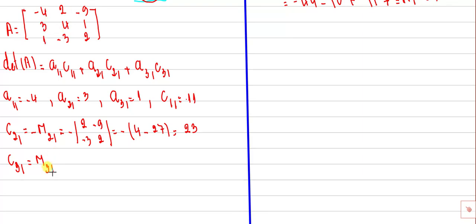And this one, M31, it means row 3 and column 1. And we get this one is equal to 2, minus 9, 2 minus 9. And this one is 4 and 1. It's equal to 2. This one is minus 36. Minus and minus is plus 36. So it is 38.